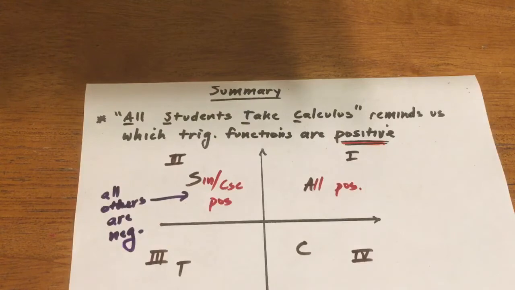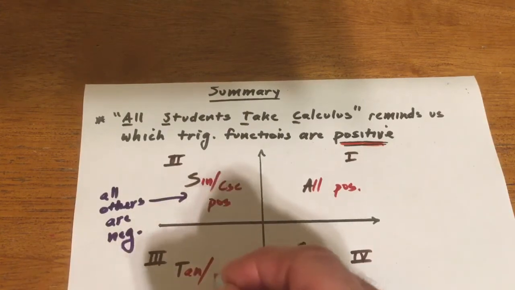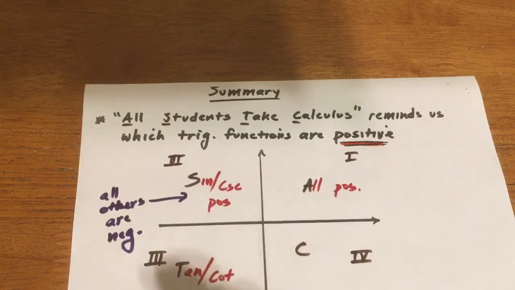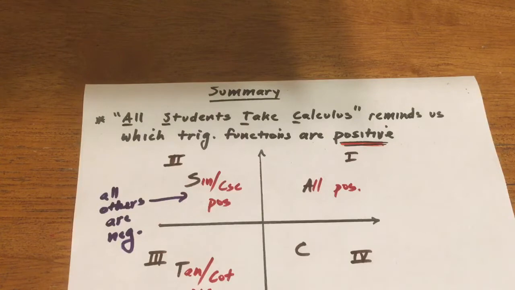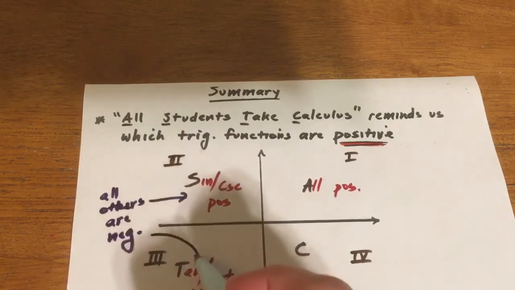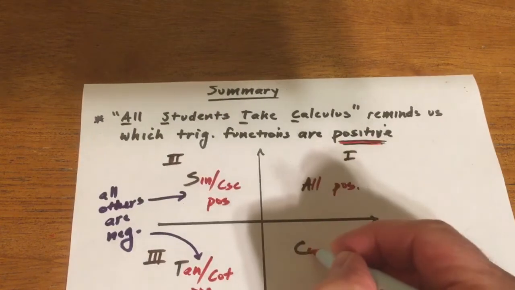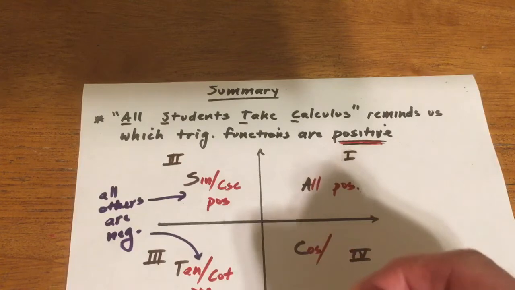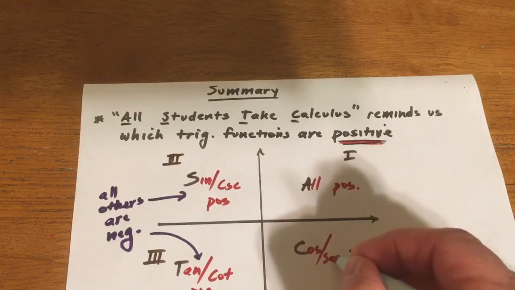Quadrant number 3. Let's take a look at quadrant number 3. T is tangent, and we'll put cotangent along with it. Tangent and cotangent are positive. What about sine, secant, cosine, cosecant? All those others will be negative as well. And then in our quadrant number 4, the final quadrant, cosine is going to be positive along with secant, SEC.